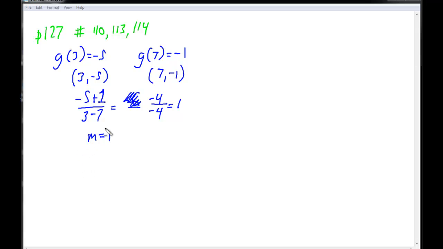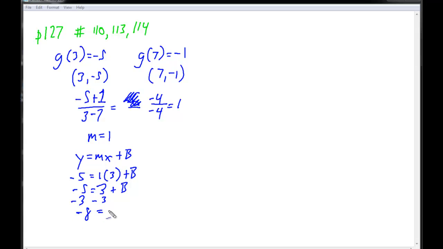Now, we're going to take one of these 2 points and plug it back into the equation y equals mx plus b to find our y-intercept. So I'll pick the first point. I'm going to take -5 for my y. My slope is going to be 1. My x is going to be 3 from the point that I chose, equals plus b. Then 3 times 1 is 3, put the -5 over here, and then subtract 3 from both sides. So I get -8 equals b.